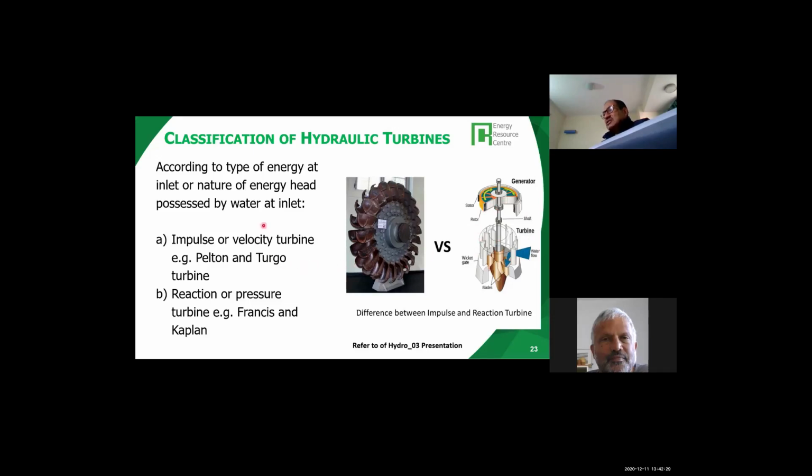Over here, all the energy from the nozzle just hits the buckets, the runners, then rotates the runners, hits the bucket, rotates the runners, and converts kinetic energy into mechanical energy. Whereas in the case of the reaction pressure turbine, both kinetic and part of the potential energy is also used here, because this is under pressure. Okay, the casing is under pressure.